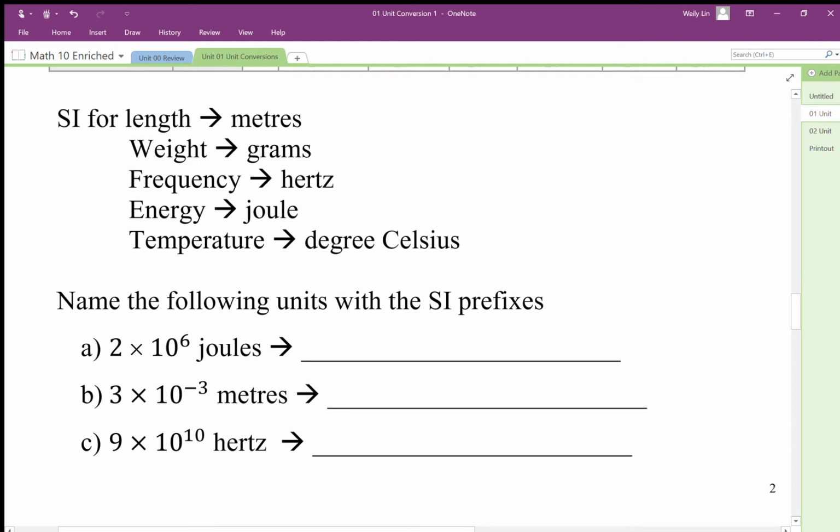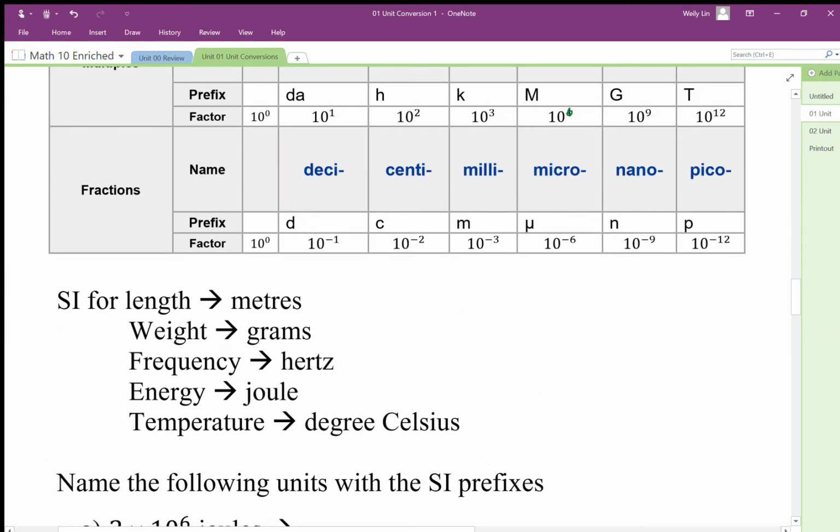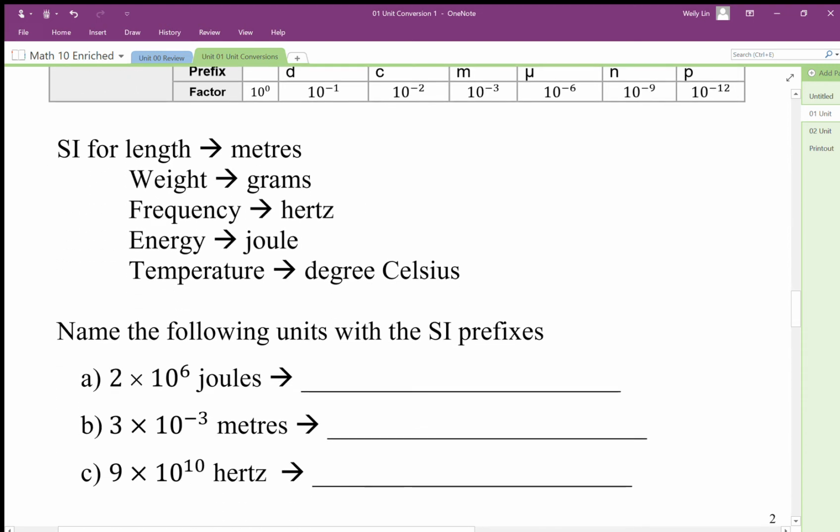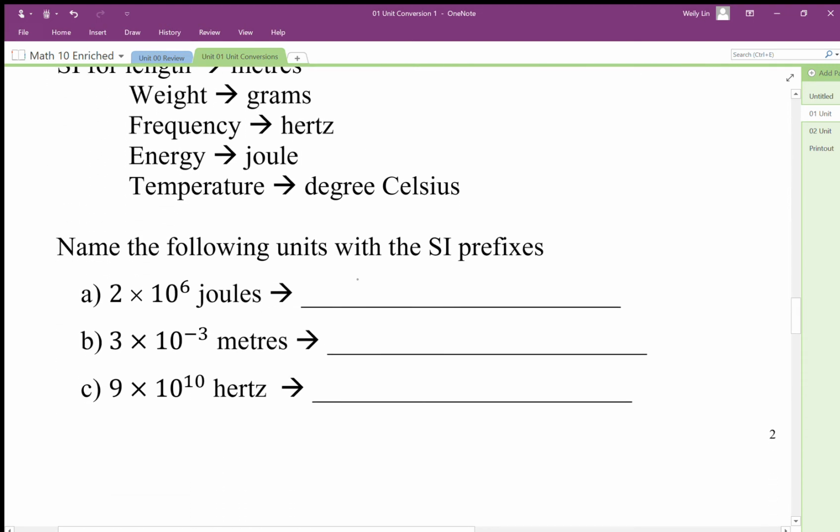So when we talk about naming these, in this case here, we've got 2 times 10 to the 6 joules. Okay, so the SI prefix that we're going to add to this, we go back to this, 10 to the power 6 is mega. So we go to 2 megajoules. Okay, so this means we have 2 million joules.